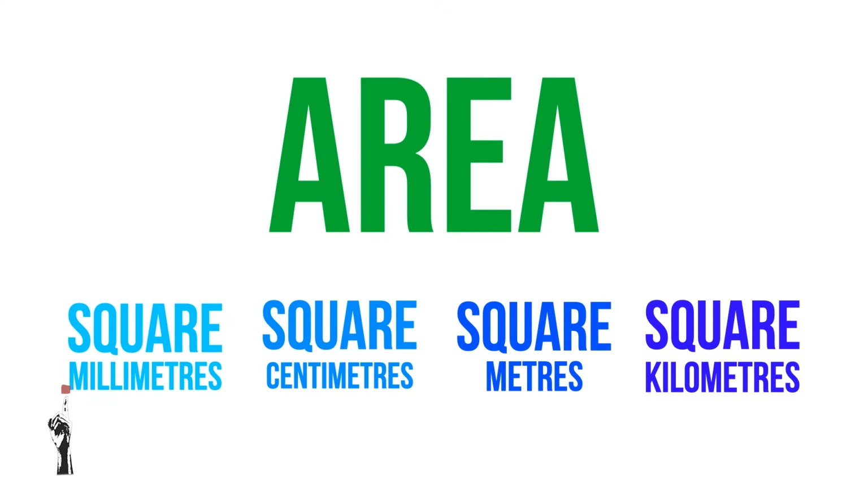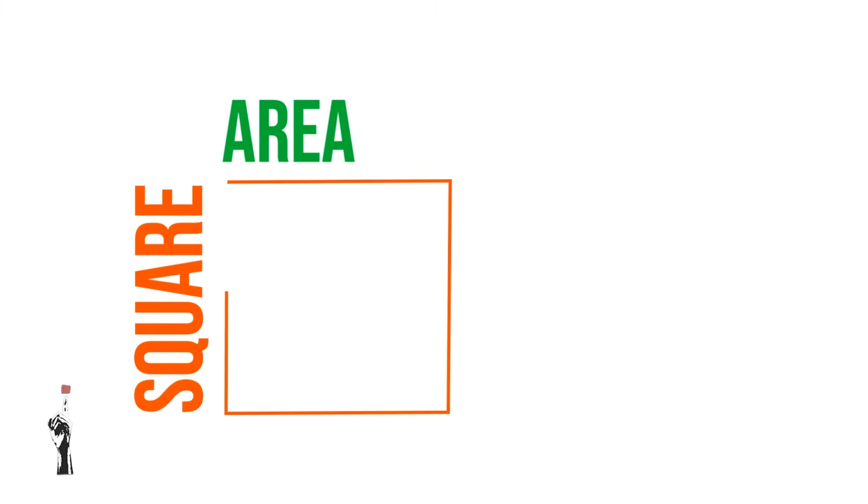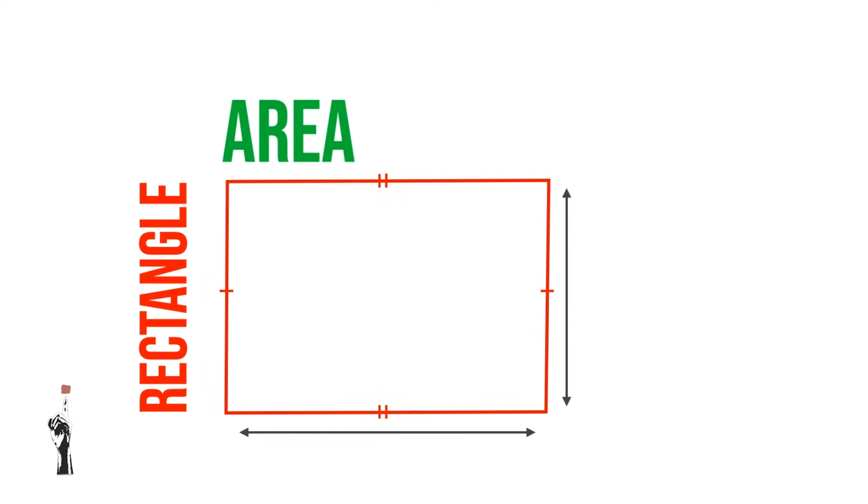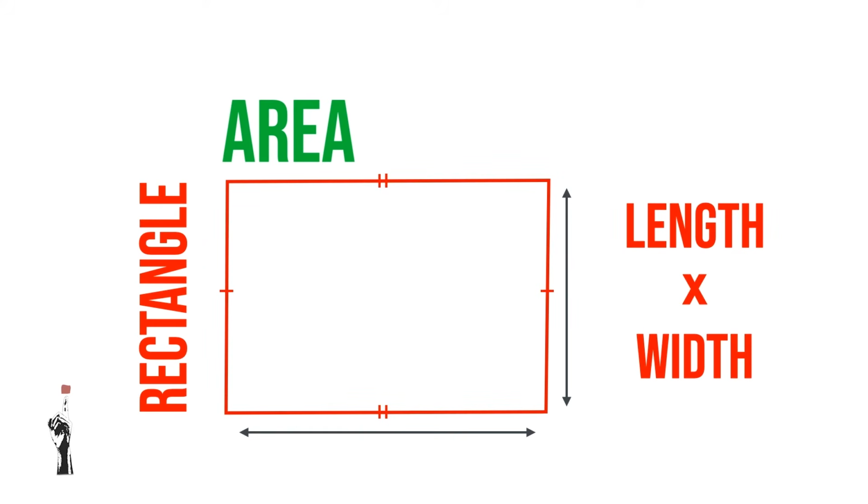To determine the area of a square, I once again know that all sides of a square are equal. Therefore, to determine the area, I can say side squared. To determine the area of a rectangle, I need my length and I need my width, and I multiply them. So to find the area of a rectangle, it is length times width.